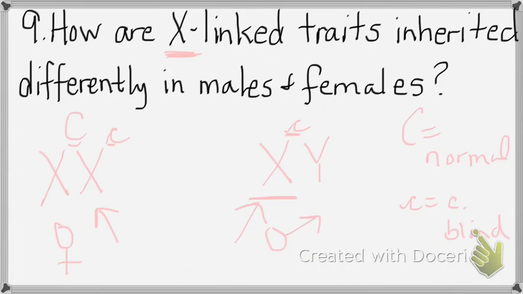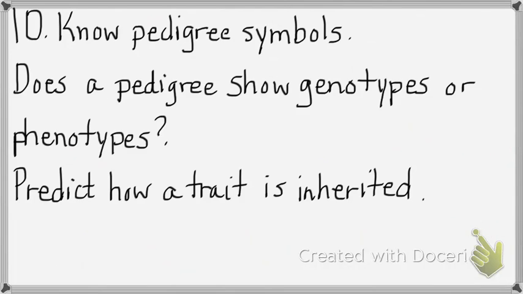Okay, so I have, how are X-linked traits inherited differently in males and females? Males tend to show the trait. Females tend to carry the trait. But okay, on number 9. Number 9. Okay, great. Okay, I have no pedigree symbols.